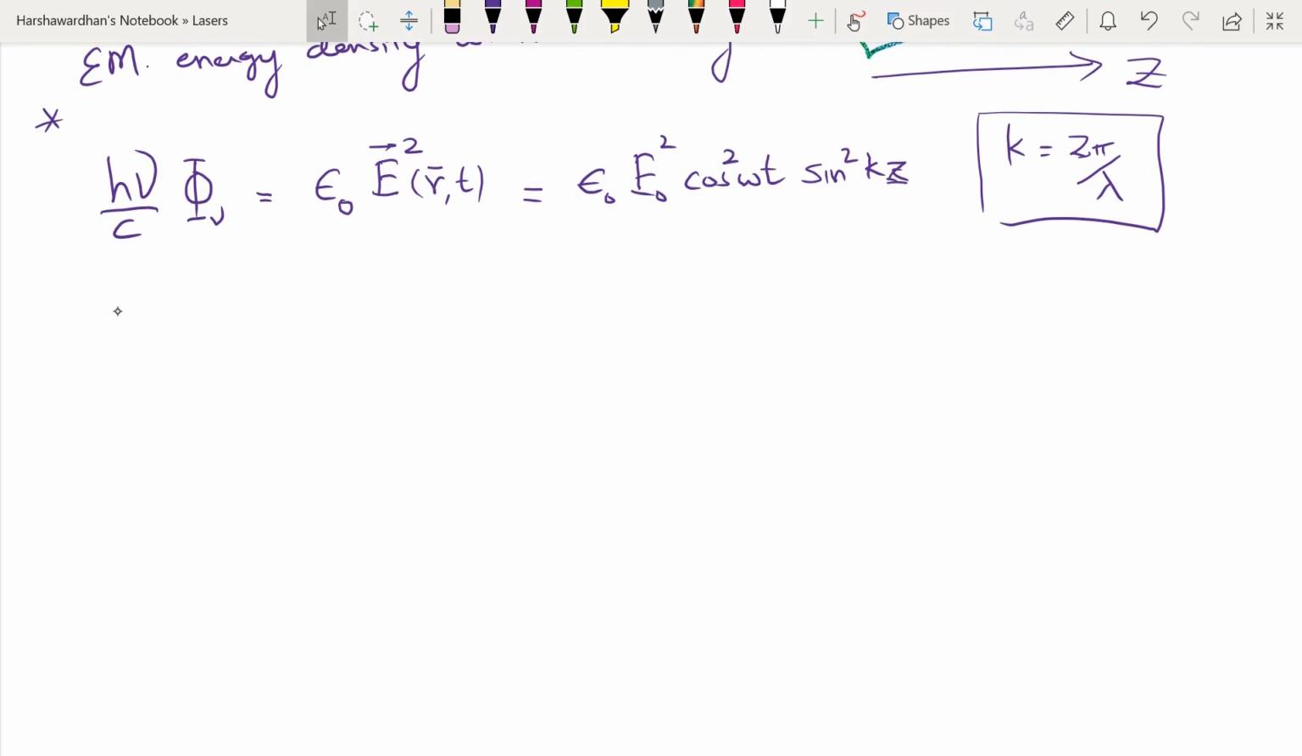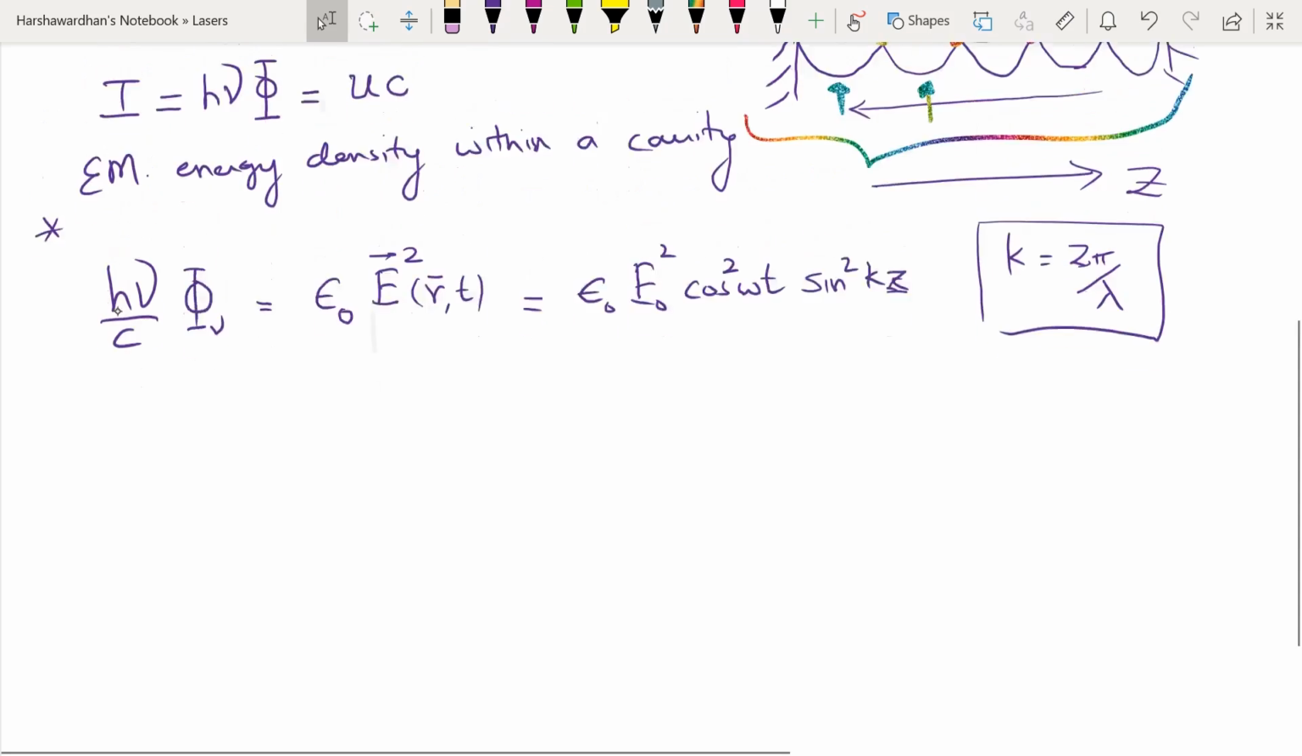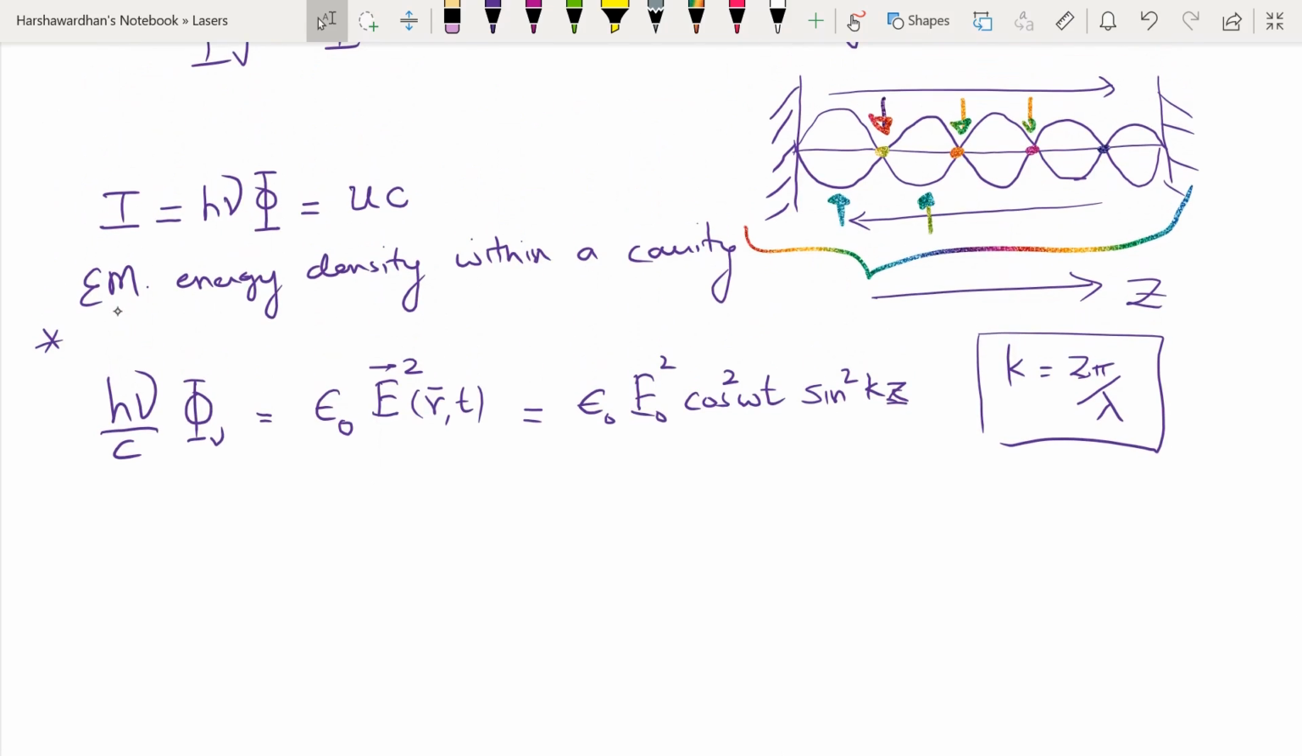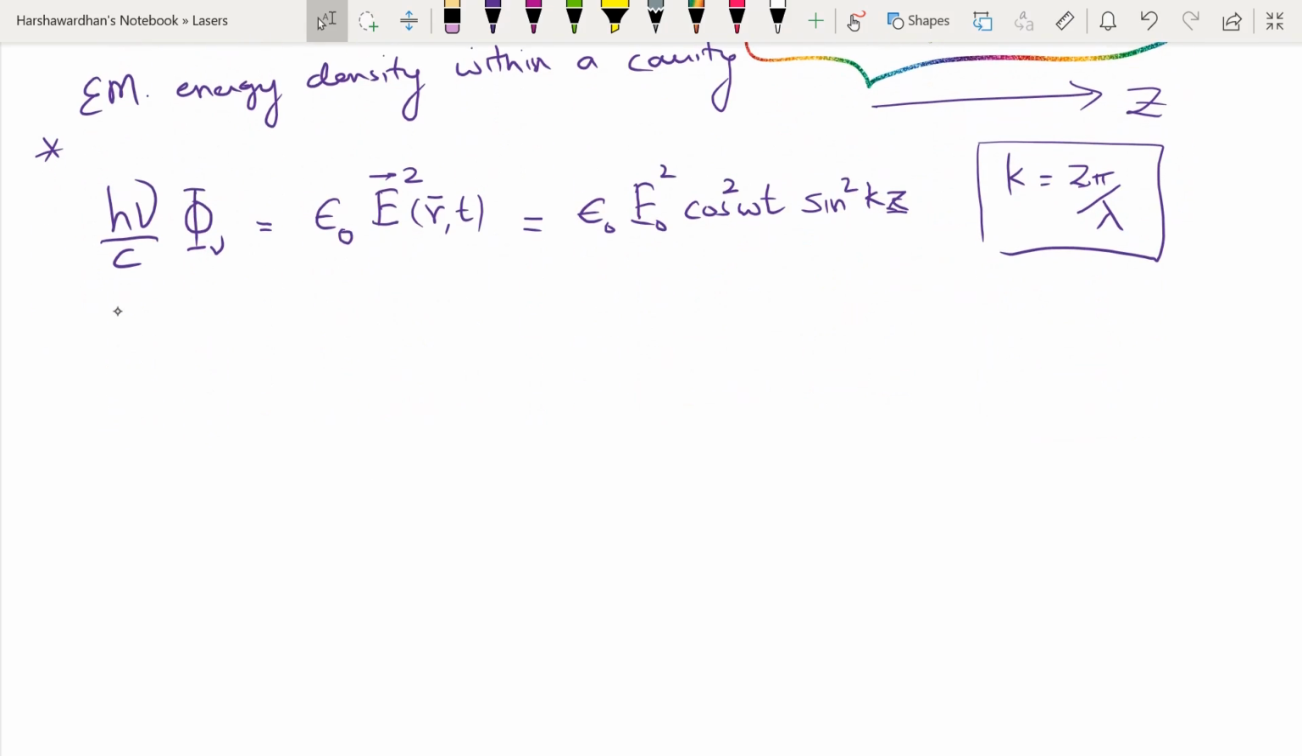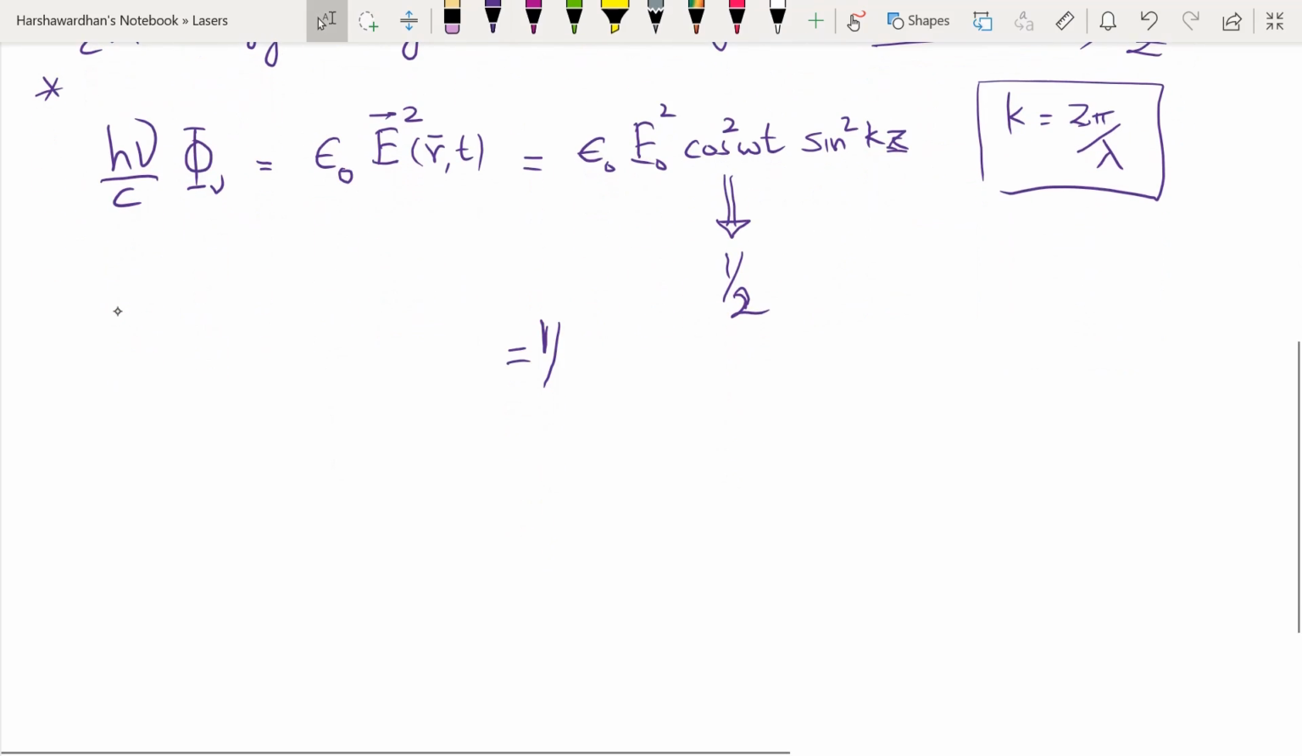Now, if I'm looking at a time averaged quantity, right? Time average of the photon flux, like we do for intensity. Intensity is a time averaged quantity. So for this cosine squared omega t, a time average will give me half. And you see that that is what now becomes the time averaged energy density, which is simply half epsilon naught E naught squared sine squared kz.